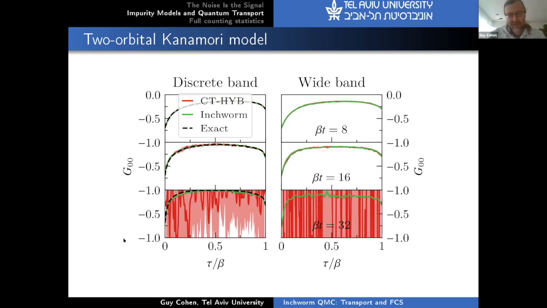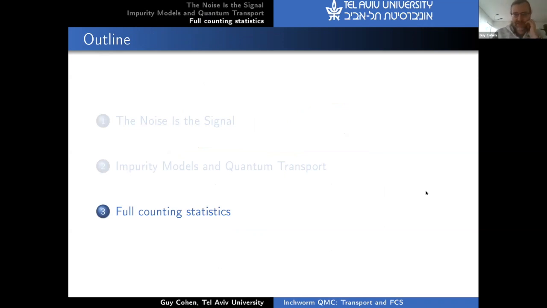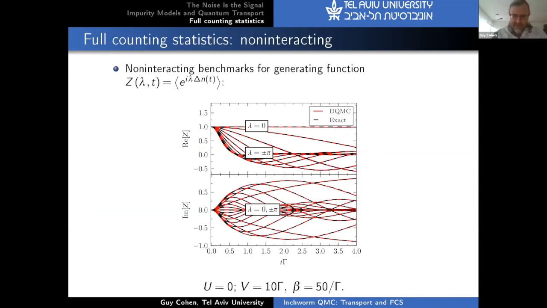I won't go into detail about this, but this is just the Matsubara or imaginary time Green's function at 3 different temperatures. And as we go down to low temperatures, standard hybridization expansion quantum Monte Carlo breaks down. This is the red stuff here, but inchworm doesn't. And we do it for a model where we have an exact result and a model where we don't, et cetera. Okay, so now that we've gone through the methodology a little bit, I want to talk to you about results.